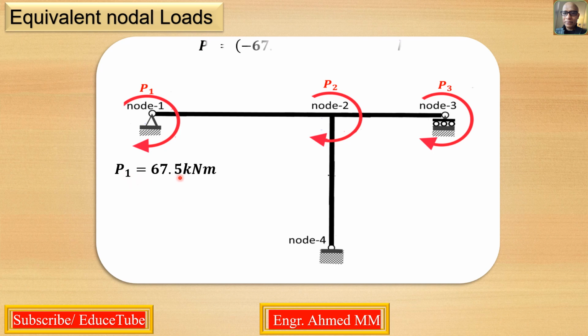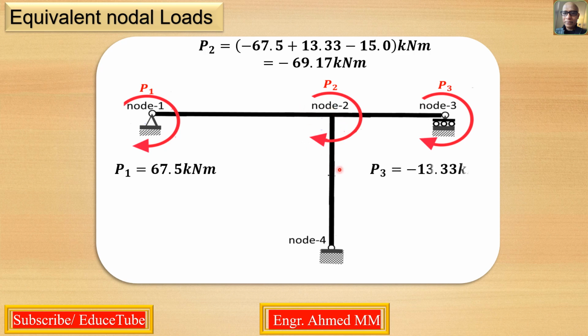So we are getting P1, P2. At this node there are three members, so we have to add all these values. For this node we got this minus 69.17. For this one we got minus 13.33 kilonewton meter. Here kilonewton meter. These are all our moments.